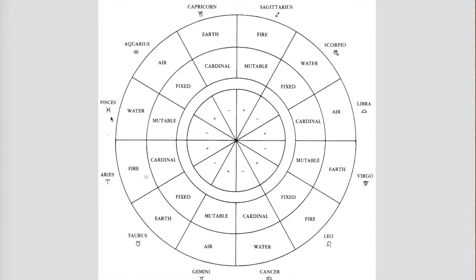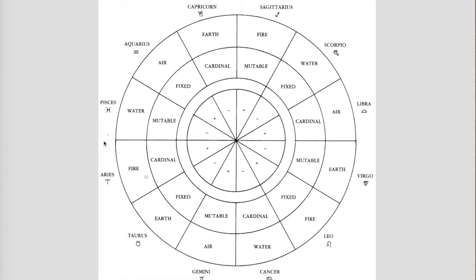What this video is going to primarily be about is looking at the various elements, the four elements, and the three states, or the cardinal, fixed, and mutable states, as well as, of course, the masculine and the feminine.